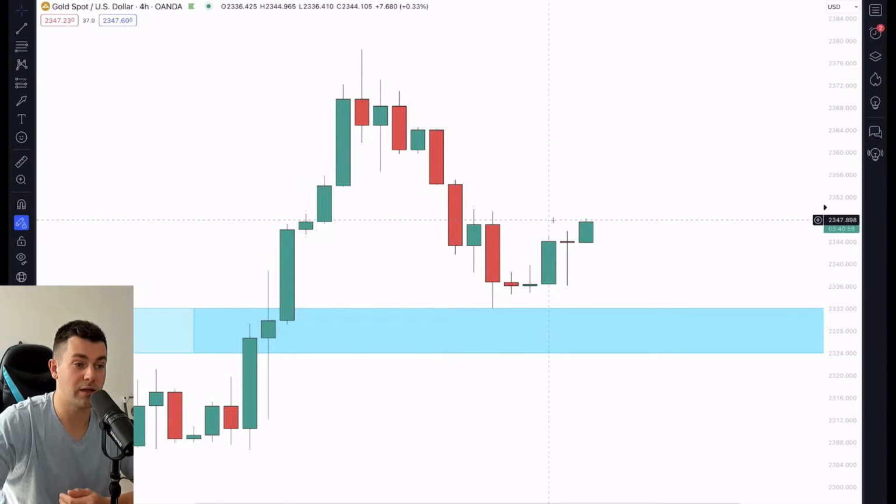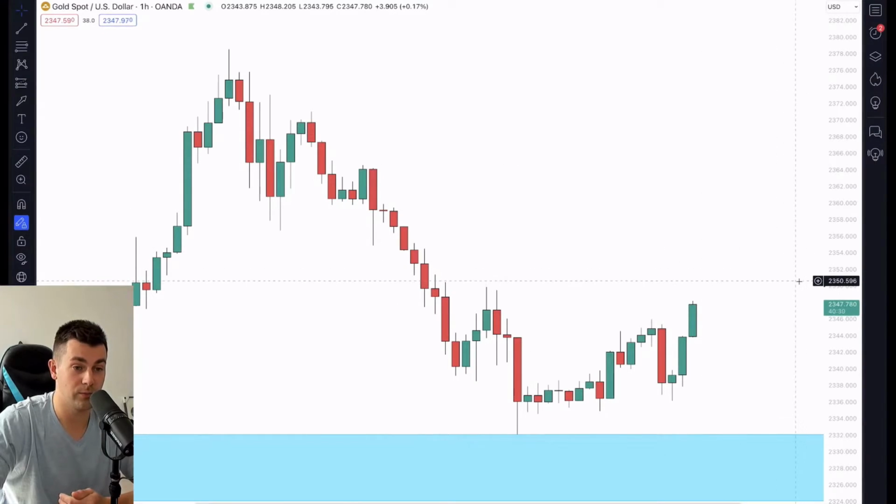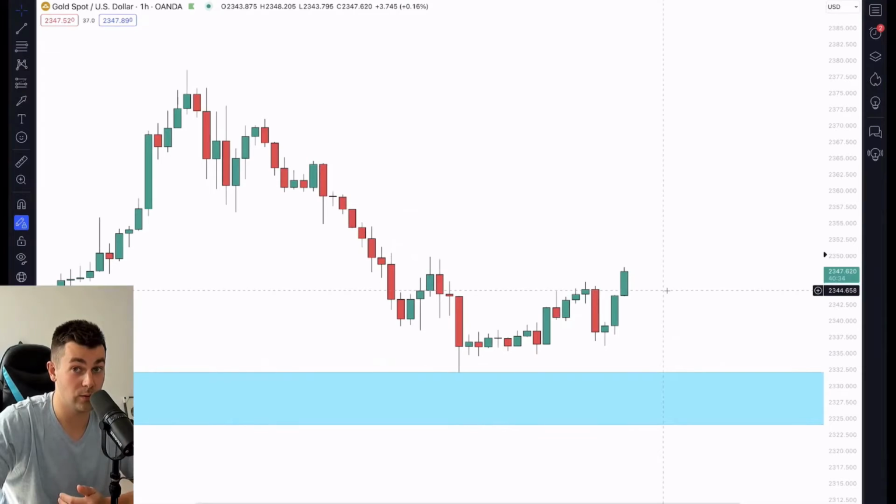The first confirmation that I spotted was the formation of two doji candles. Here you can see that after the test of that support, the market became weak and we formed two very peculiar doji candles. Then if we analyze the hourly time frame, on an hourly time frame we got multiple signs of strength of the buyers.